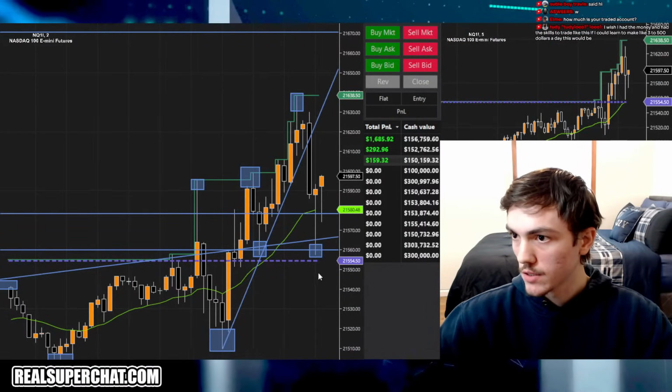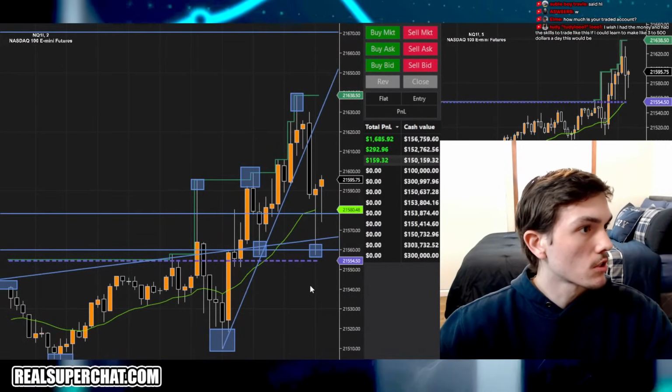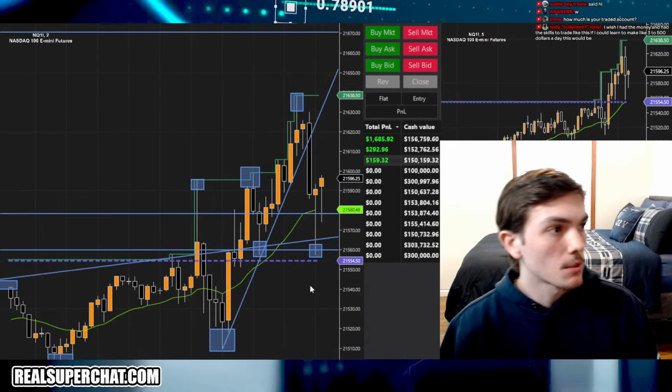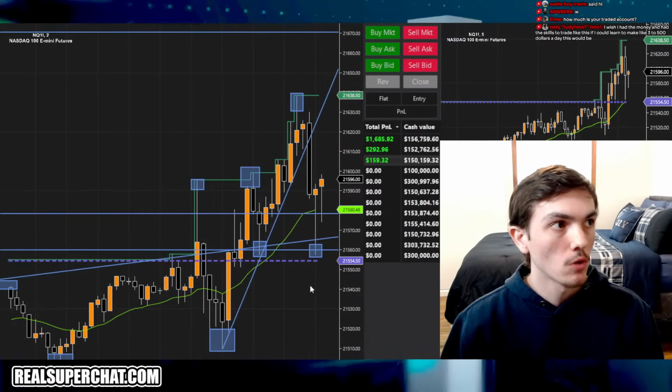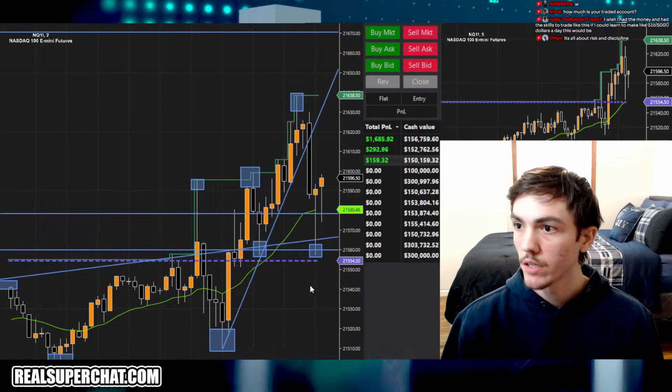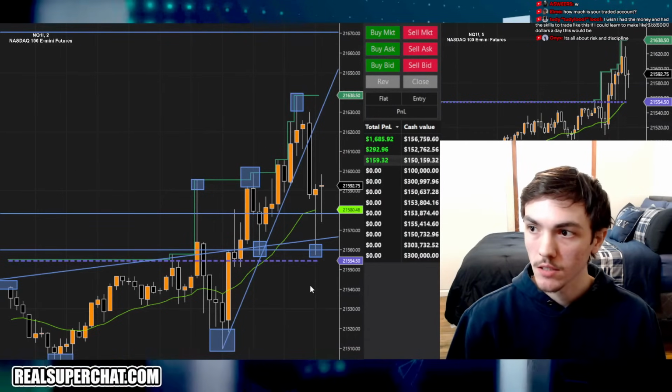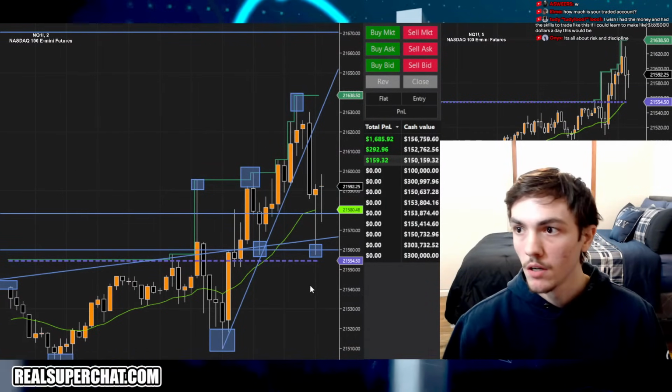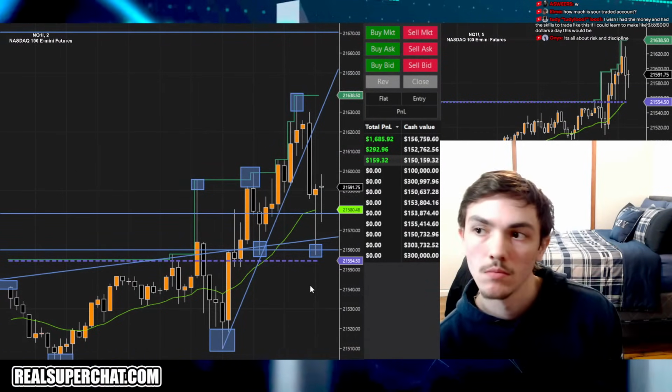Looking for more trades. That bounce was very beautiful. ES bounced right off the 200 SMA, almost the VWAP. The NQ bounced right off that 21,560 pivot point. Very beautiful.